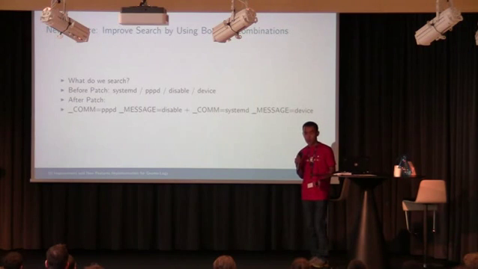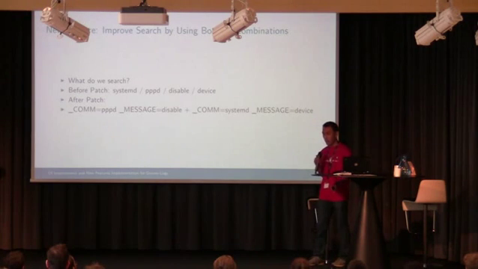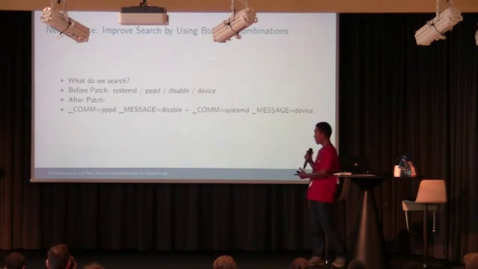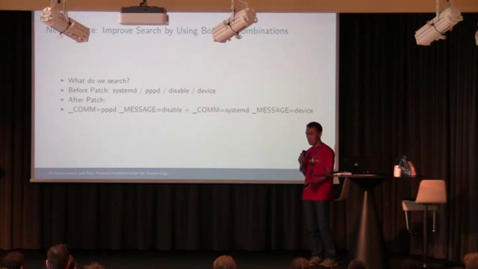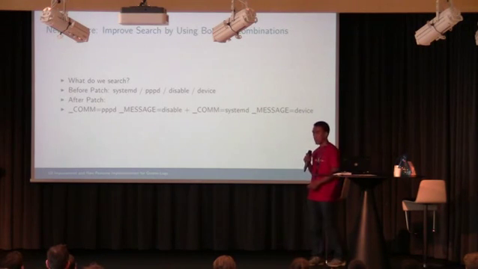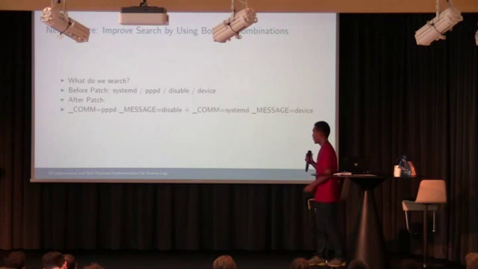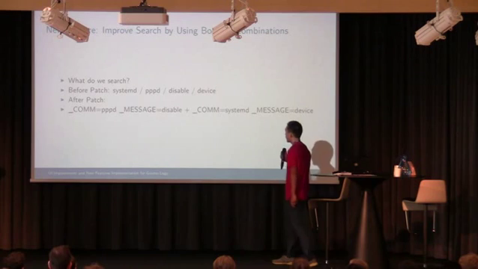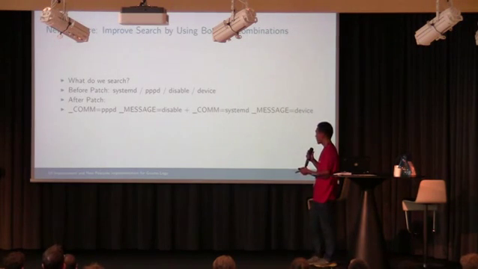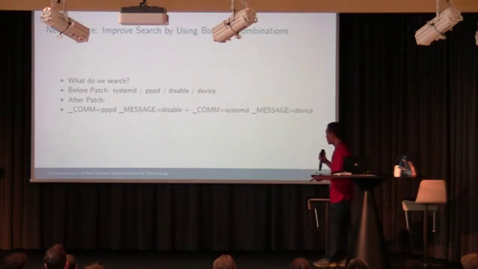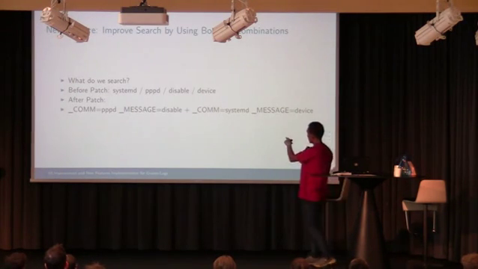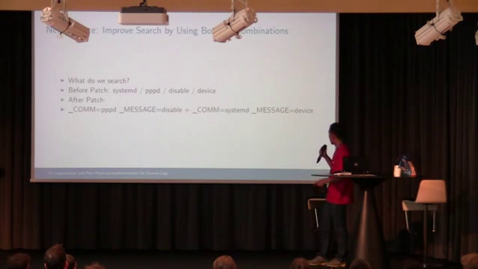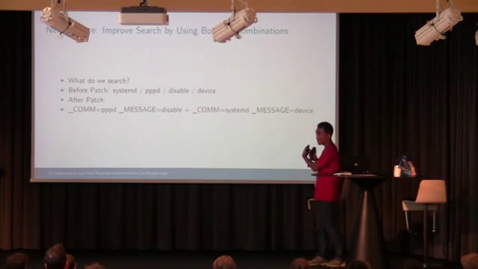Maybe many of you have used journalctl, and the search of journalctl is very powerful. But before the patch, GNOME Logs could not do the same functionality as journalctl. After the patch, we can also do a search like this one. This will show the messages whose comm field is pppd and whose message field is disabled, or whose comm field is systemd and whose message field is device.